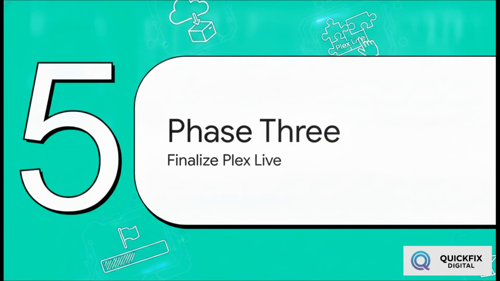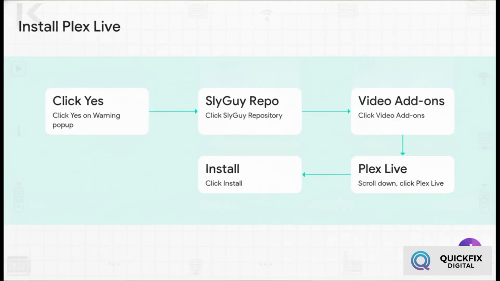We are in the home stretch. Section 5, Phase 3, Add-on Installation. Let's finalize Plex Live. If you happen to receive a warning pop-up here, go ahead and click Yes. But remember, you need to ensure Unknown Sources is enabled in your Kodi settings for third-party installs to actually work. Then, simply click the SlyGuy repository, navigate your way into Video Add-ons, scroll down until you spot Plex Live, and hit Install. Just like that, the add-on is officially yours.